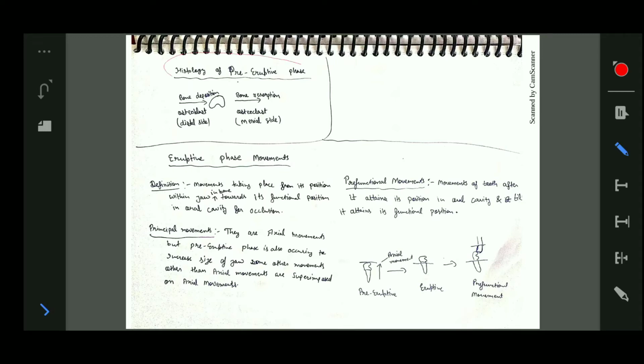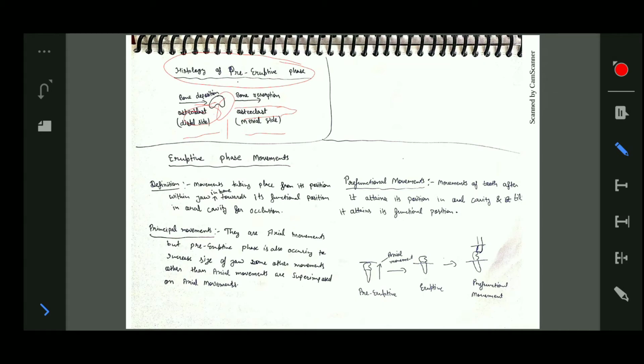So now let's talk about the histology portion of the pre-eruptive phase. As you can see, here is our tooth bud, and if it moves to the mesial side, bone resorption takes place, which is the function of the osteoclasts. The osteoclasts are the cells which result in bone resorption, and on the opposite, distal side, the osteoblasts are present, which help in bone deposition. So this is the simple histology of the pre-eruptive phase.